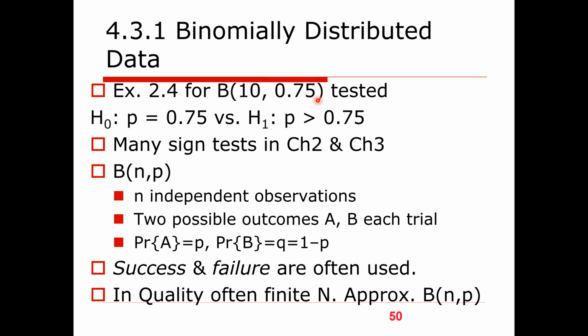So if we define one result as A and the other as B, the probability of getting A for each trial is P. And then the probability of getting the other result B for each trial is 1 minus P. And usually we use Q to denote that. So if A is success, B is failure, then success rate is P, failure rate is Q.